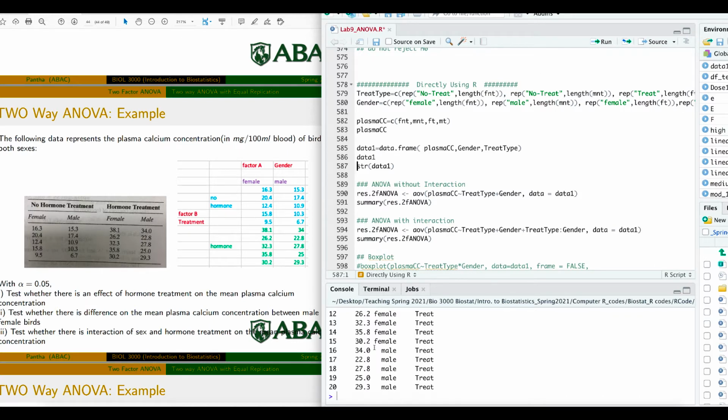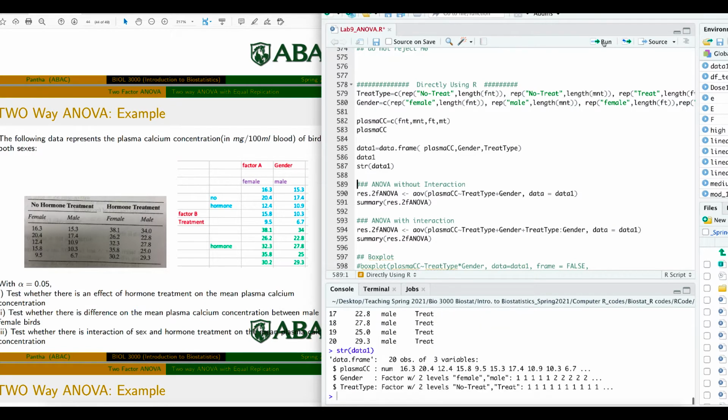So what types of data are those? Numerical data or factor data? Plasma CC is the numerical data. Gender is male and female, so this is not numerical. There are 2 levels, male and female, right? And 1 stands for female and 2 stands for male. Similarly, the treatment type has 2 factors: one is no treatment, another is treatment. So again, we denote no treatment by 1 and the treatment level by 2.